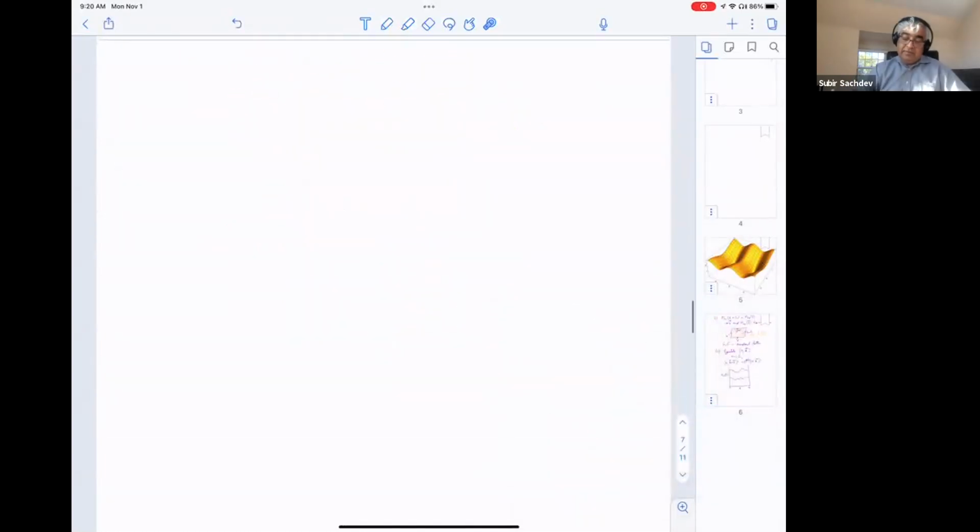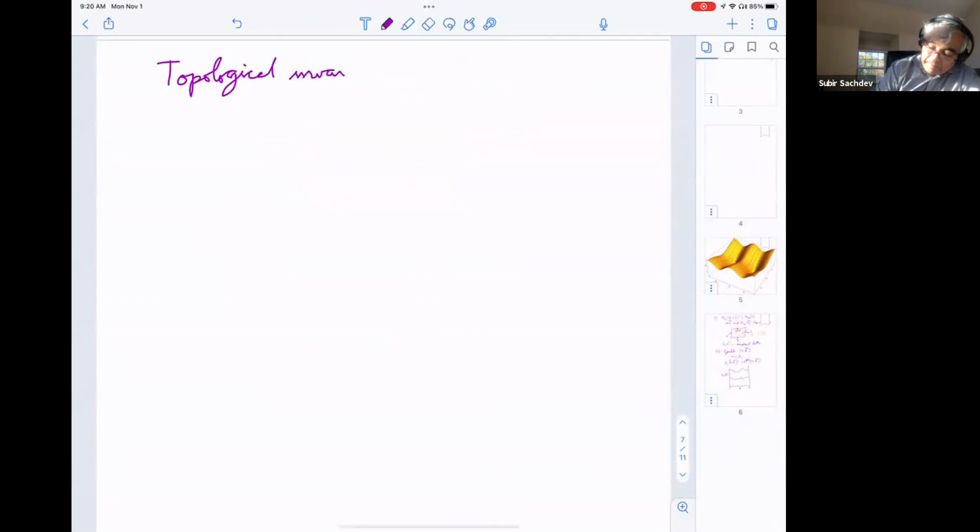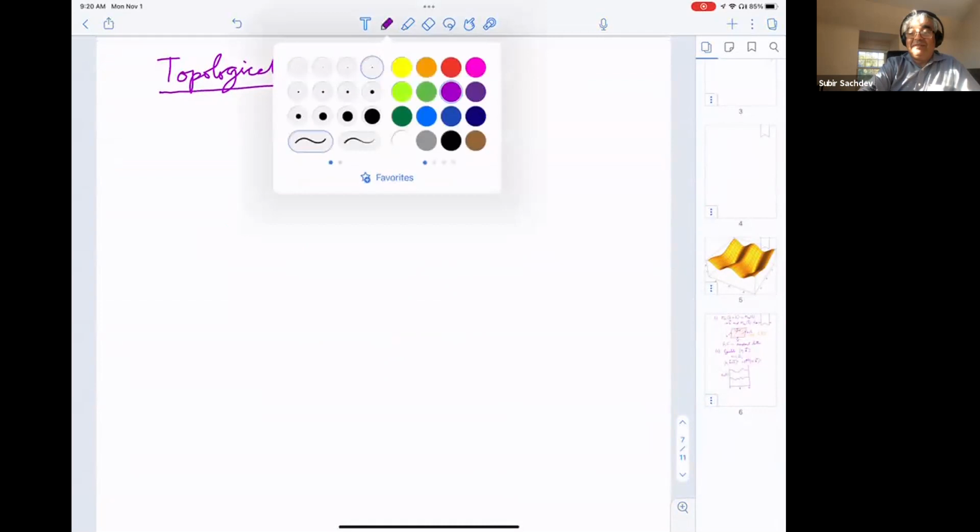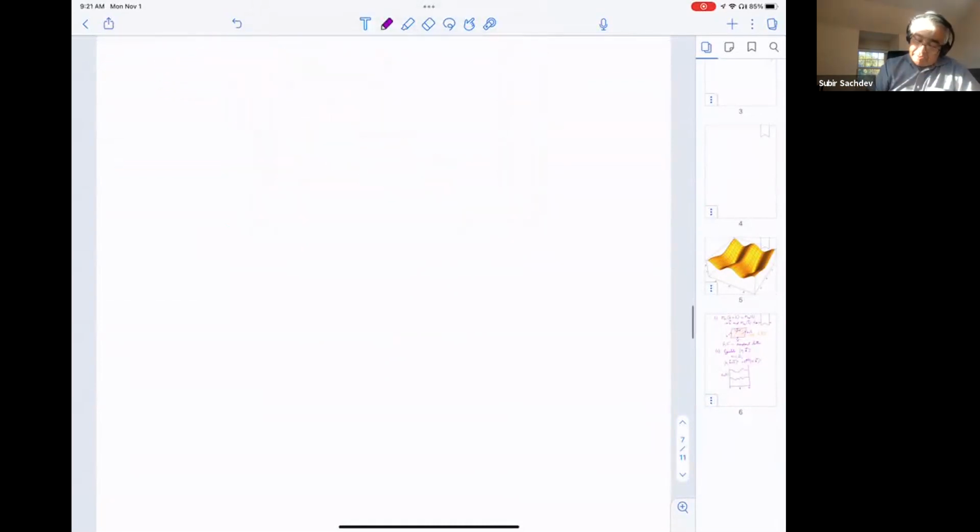Okay, so I'm just going to write down the topological invariant, and I'll refer you to the notes for a proof. It's not that difficult, but the notes are on the website for a proof that, in fact, this is a topological invariant. So let me make sure I get all the factors right. Yeah, so here's the topological invariant.